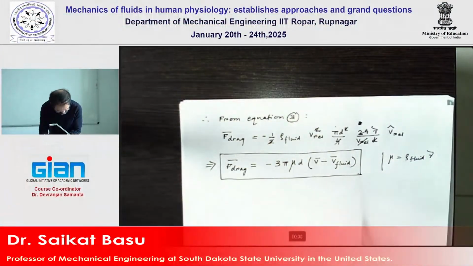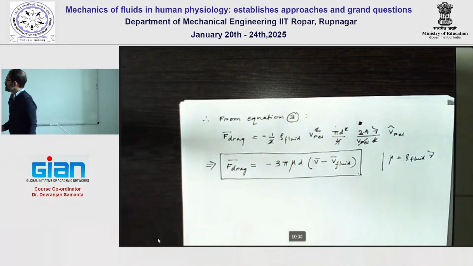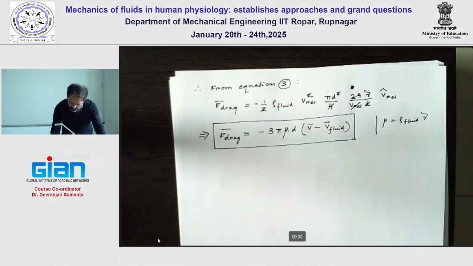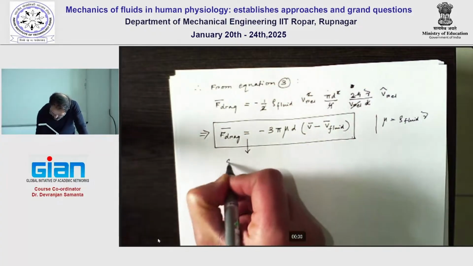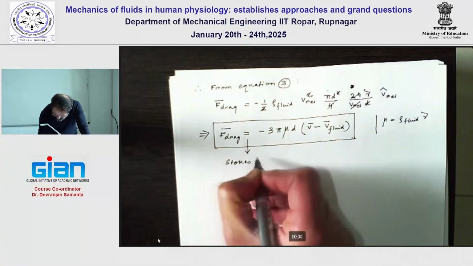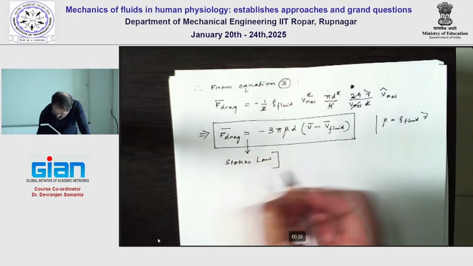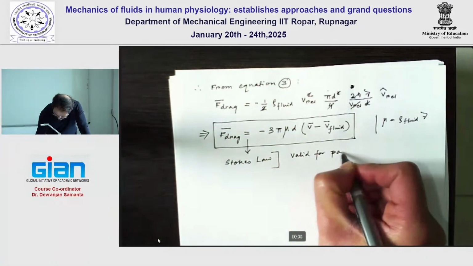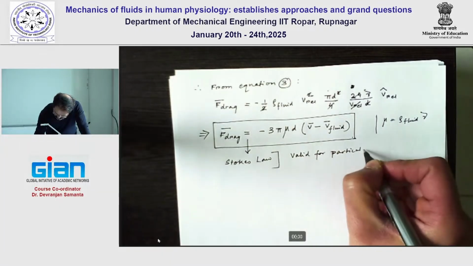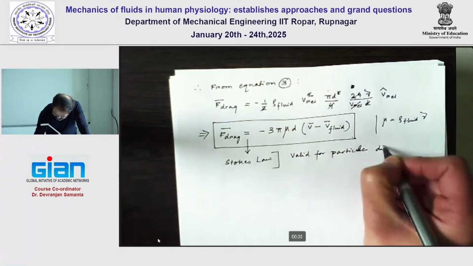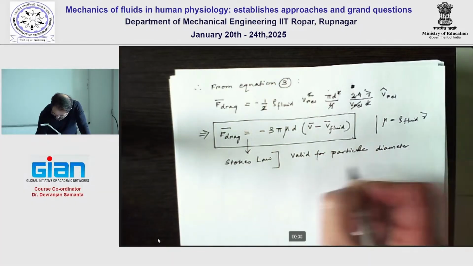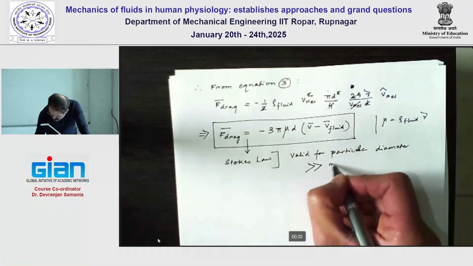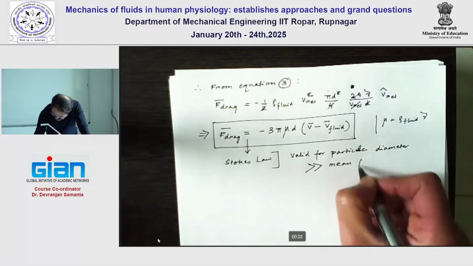So we have seen this equation a lot of times in fluid mechanics. What is the name of this equation? Stokes law. So this is valid for particle diameters that is greater than the mean free molecular path.